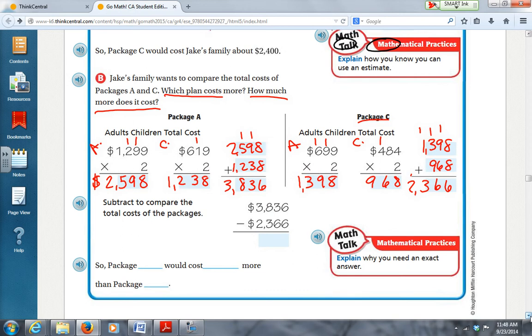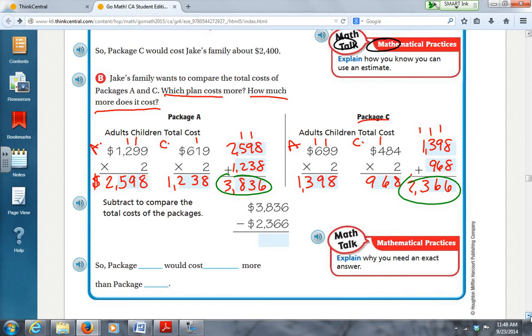I need to compare the two. So I figured out how much A is. I figured out how much C is. And now I got to see which one's more expensive and how much more. These are our totals. Which one is more expensive? Show me 1 finger for A. Show me 2 fingers for C. 1 finger for A, 2 fingers for C. Which one is most expensive? Good. Package A is the most expensive.